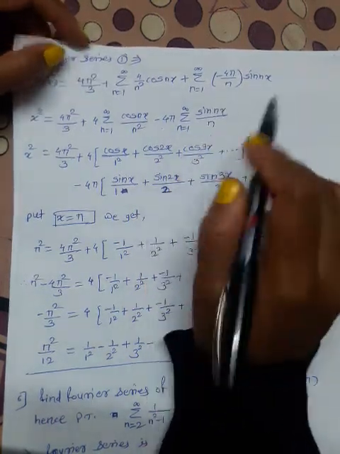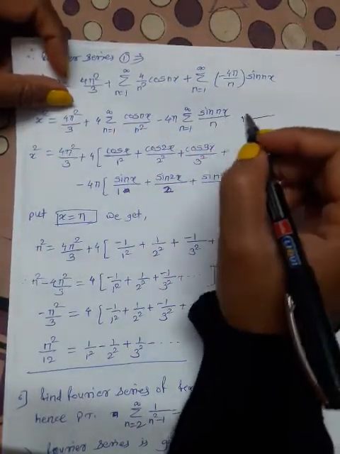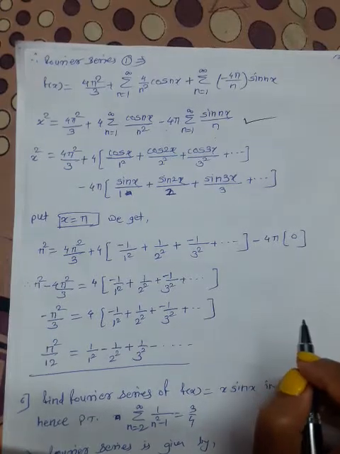Okay, this is the Fourier series formula we have calculated for that first question. Now what is the additional question here?